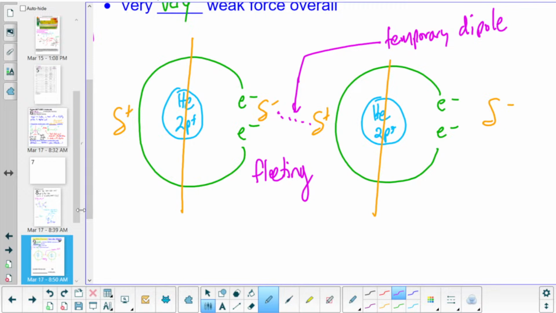Yep. How does the temporary dipole work like that? So if I was to do it like, let me finish off this one, then I'll draw one like that.